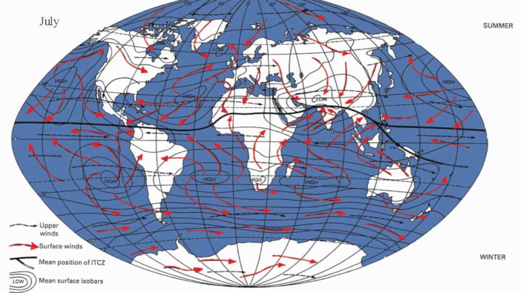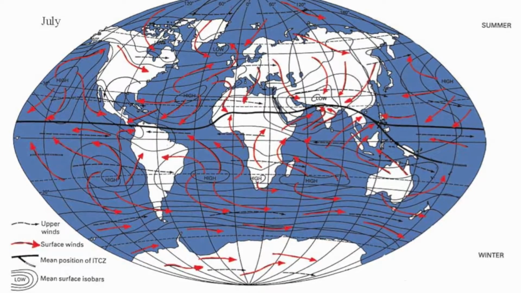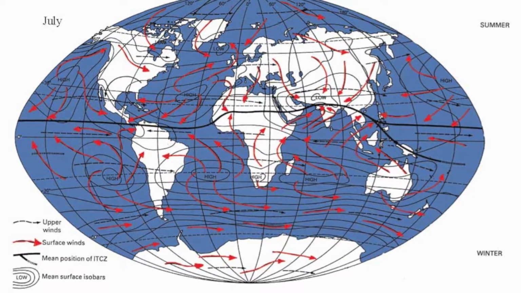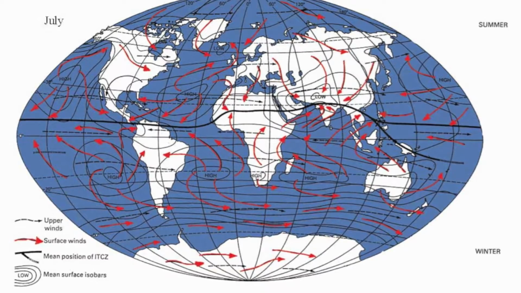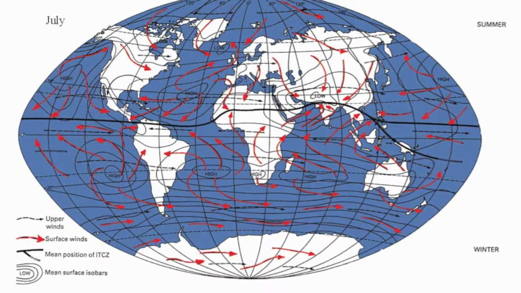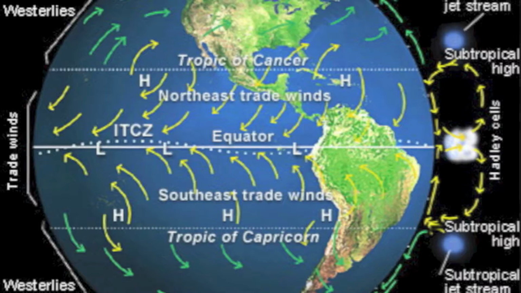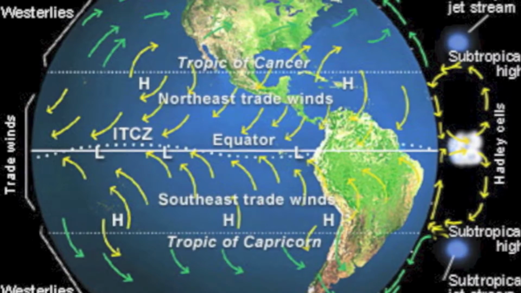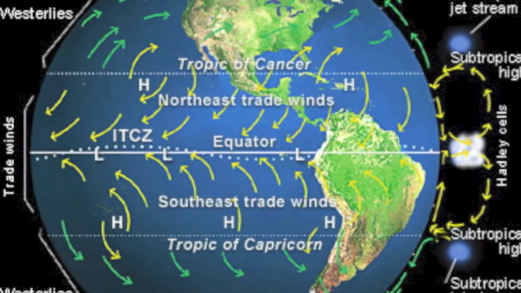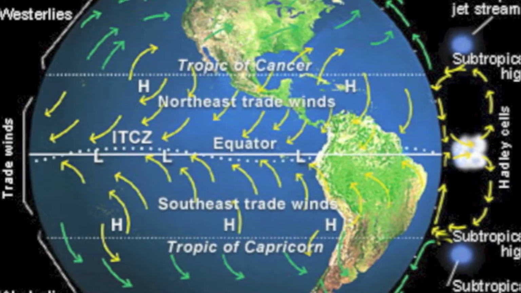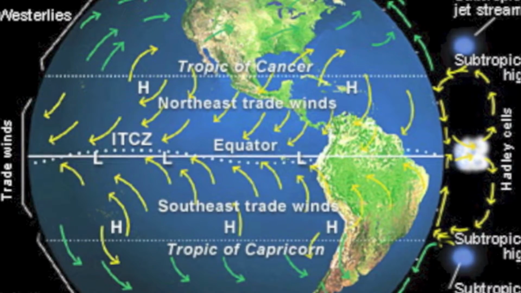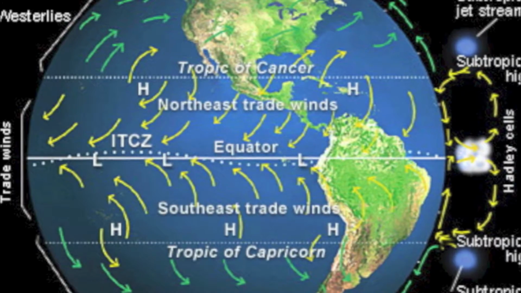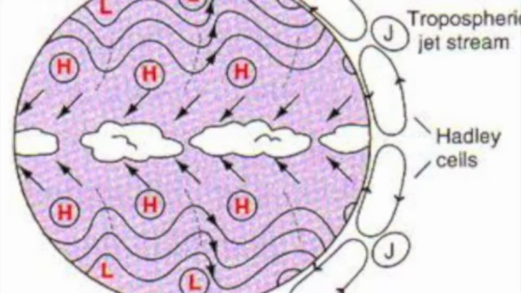Very dry. The main global regions associated with general circulation are the polar high, which is the North Pole; the polar front, which is 60 degrees; the subtropical high, which is 30 degrees; the ITCZ, which is 0 degrees; and the subtropical high, which is also 30 degrees; and last but not least, the polar front, which is the South Pole.